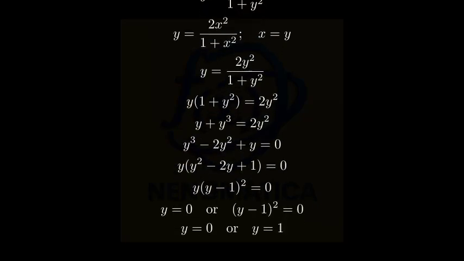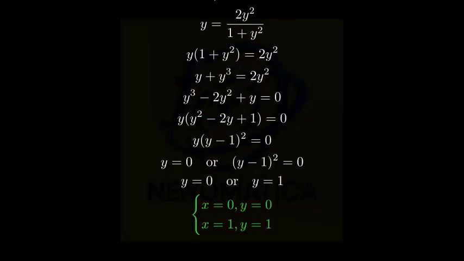From the second equation, (y minus 1) squared equals 0 implies that y equals 1. So we have two solutions, either y equals 0 or y equals 1. And since x equals y, we also have x equals 0 or x equals 1. Let's verify our solutions by substituting them back into the original system.